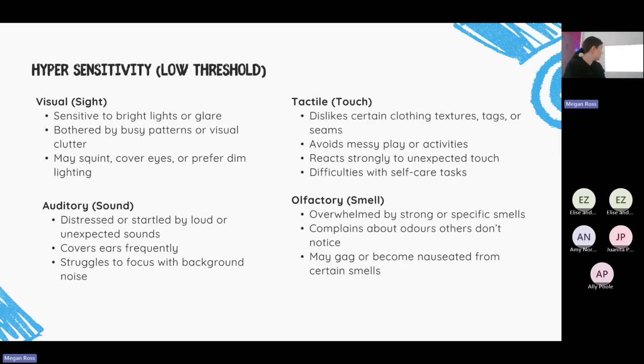Yes, and then tactile, so touch information. Perhaps they are more sensitive to that touch information, so disliking certain clothing or clothing textures, having a hard time with tags or seams, avoiding things that are going to be messy or things that give them a feeling that they don't like, maybe sticky things, reacting strongly to unexpected touch. So maybe someone might tap them on the shoulder and they have a big response that you maybe wouldn't expect, or getting really distressed by certain unexpected touch information, difficulties with self-care tasks.